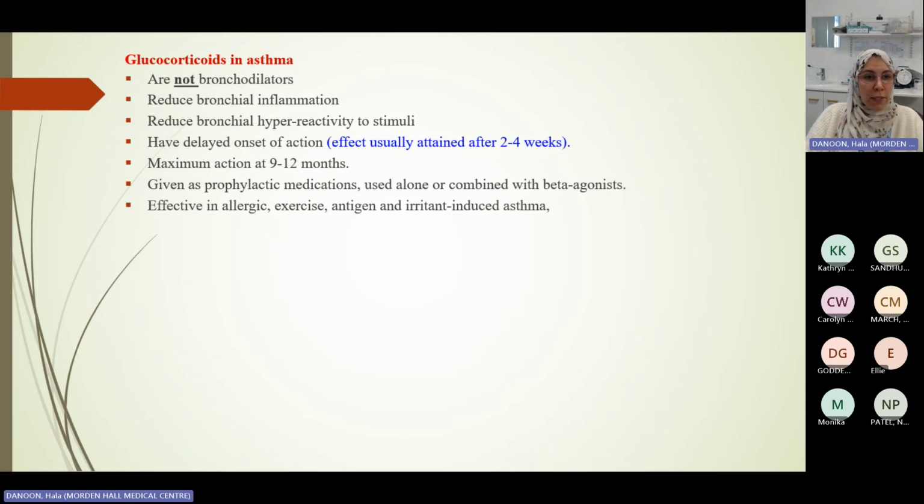They are not bronchodilators. They reduce inflammation. They reduce the hyperreactivity to the stimuli, just as an immunosuppressant. They have a delayed onset of action. Normally, the effect, especially for the inhaled corticosteroid, takes 2 to 4 weeks. So when I give advice to my patients, I tell them it's not an immediate effect. You start to notice some difference in 2 weeks, with maximum effect in 4 weeks. The maximum action can last between 9 to 12 months.